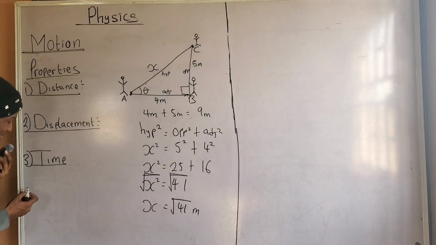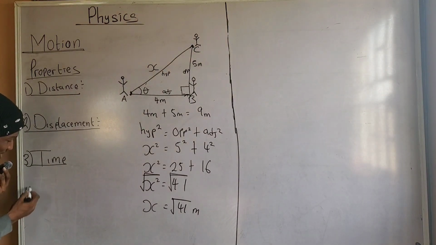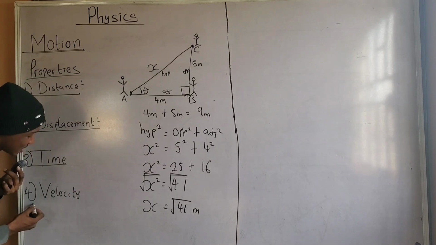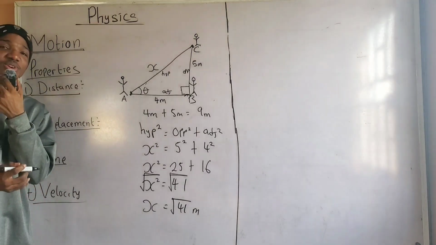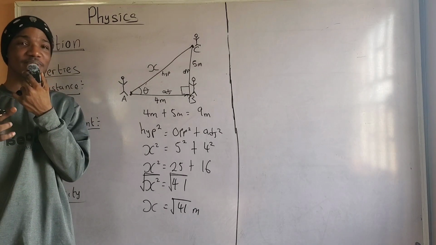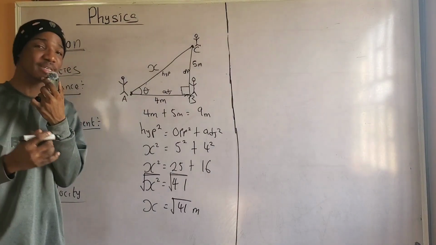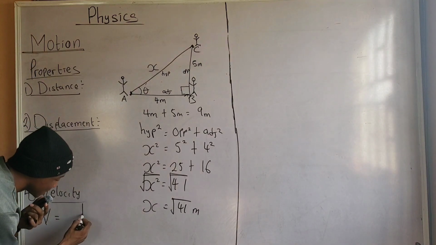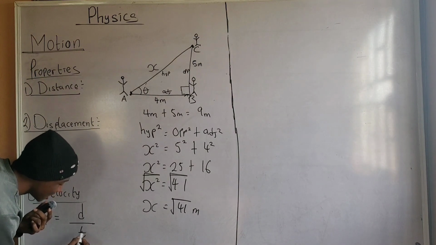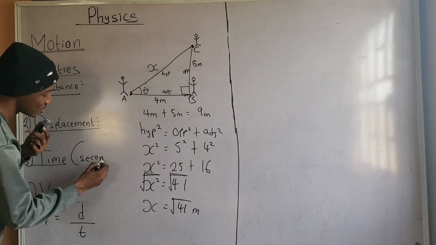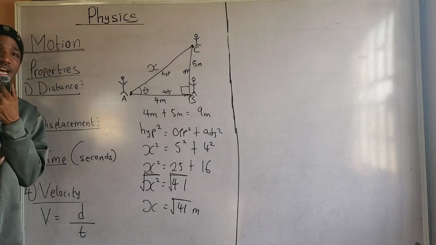Now let's look at the next one. We can talk about more. Let's talk about velocity here. Velocity. Velocity refers to the change in displacement over time. Are you getting it? Mathematical expression: V equals displacement over time taken. And the unit of time is in seconds. Please don't forget, the unit of time is in seconds.